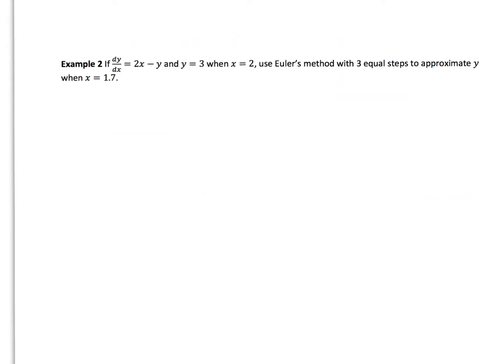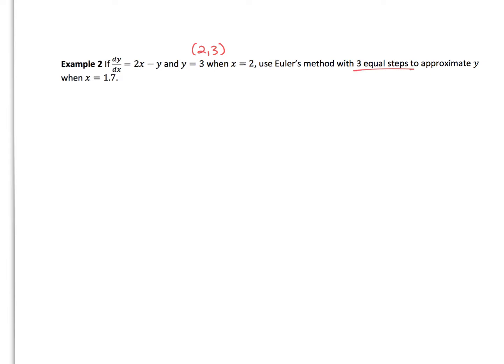They're not. So here we go. Let's look at this one. So I have dy dx is equal to 2x minus y. And then I have an initial condition, y equals 3 when x equals 2. I don't like it written like that. How am I going to write it? I think it's 2 comma 3. And then we're going to use Euler's method to approximate y when x equals 1.7. So I'm using 3 steps now.